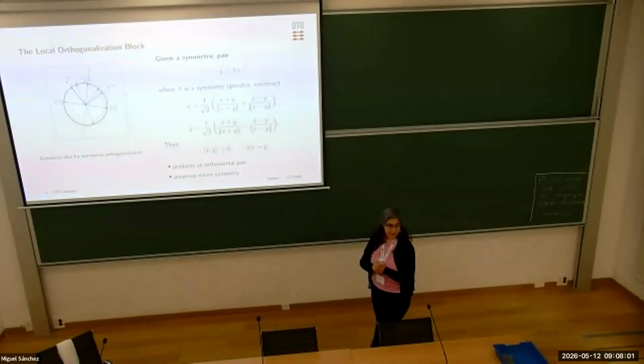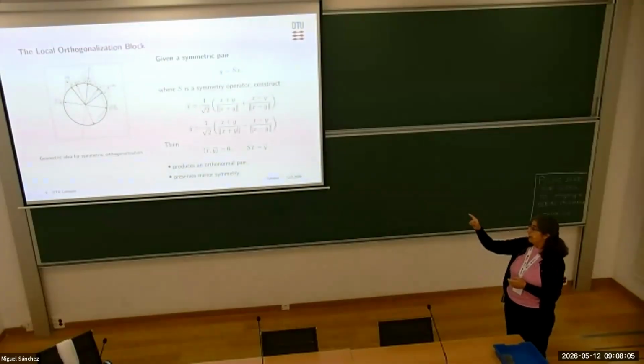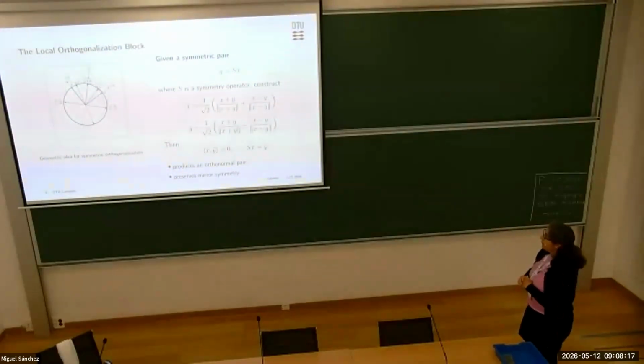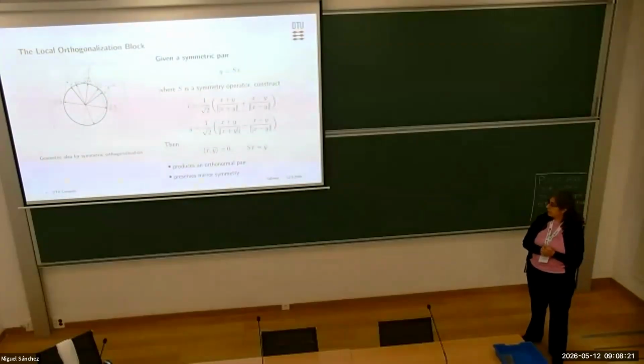One nice result we found is a very old math result. If we have two symmetric elements and we want to orthogonalize them, you can orthogonalize the first with respect to the second, or the second with respect to the first. But we want to keep the symmetry. And we found this nice result in a math book.